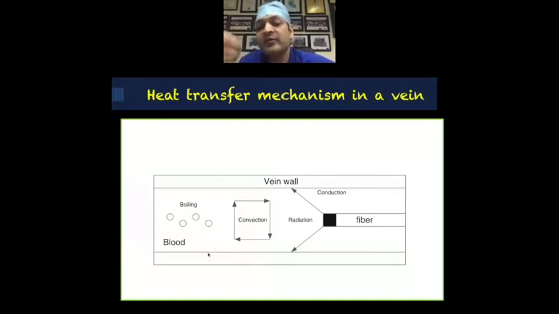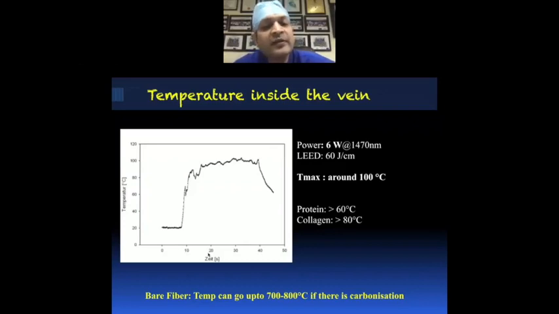Another theory is that the laser energy gets absorbed into the water of the vein wall. Once it gets absorbed there, these water molecules in the vein wall will heat the collagen and damage it, causing fibrosis. So there are various theories. Exactly, we don't know.